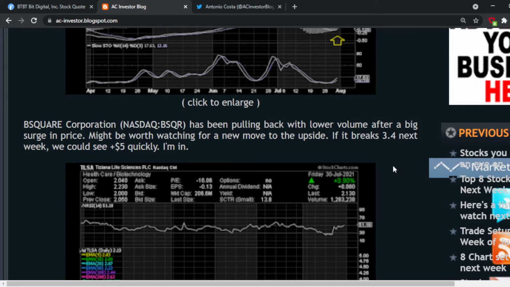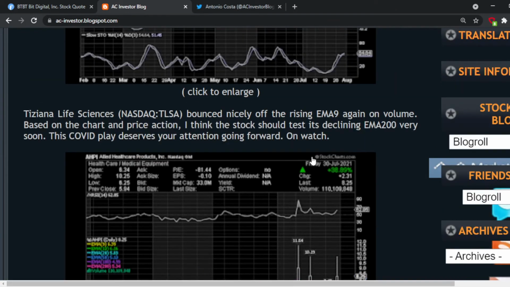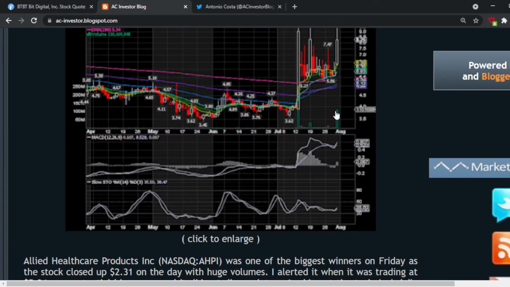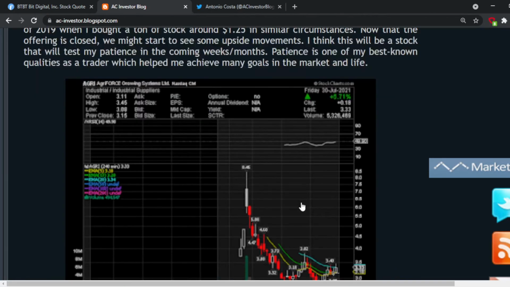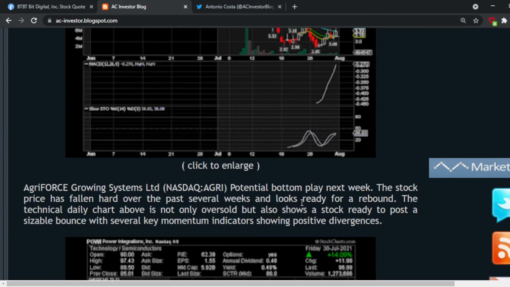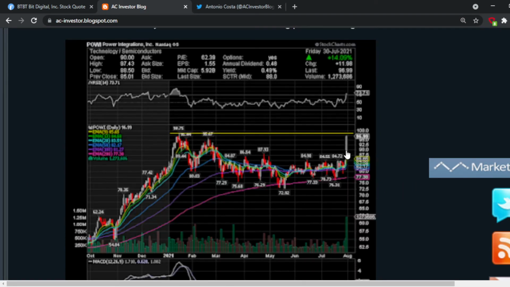Tesla, or actually it's Tizana Life Sciences. There's another breakout, looks like. Biggest winners. AEI's been volatile, had a major drop. So it looks like he's looking for a bounce on that. Here's POWI. It did a gap up, approaching a resistance level, and he's looking at a breakout.